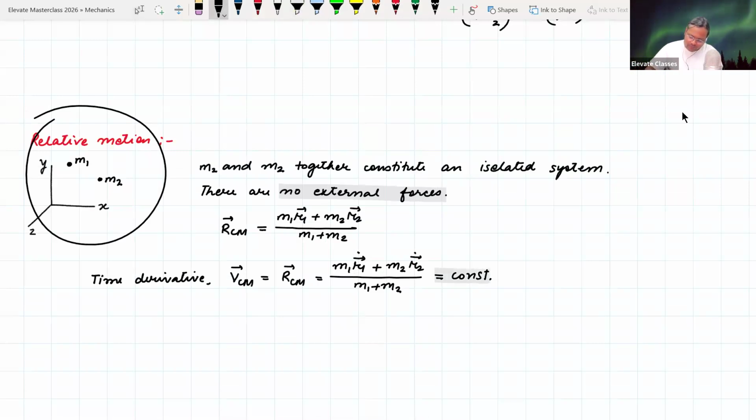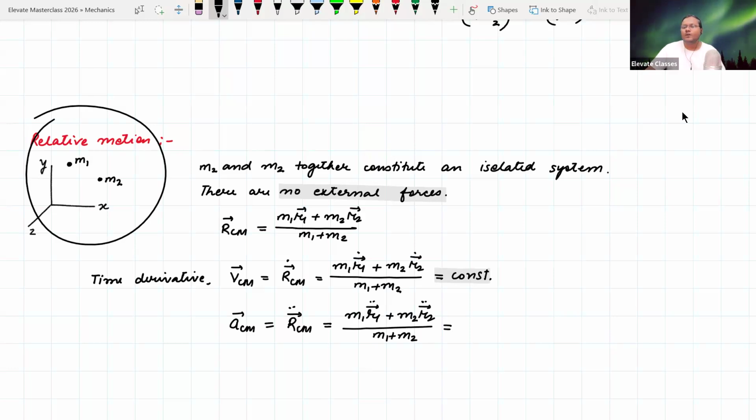And in the same way, if I calculate ACM, which is equal to RCM double dot, ये क्या होगा? (M1 R1 double dot plus M2 R2 double dot) upon (M1 plus M2). ये क्या होगा? There are no external forces. ये क्या होगा?